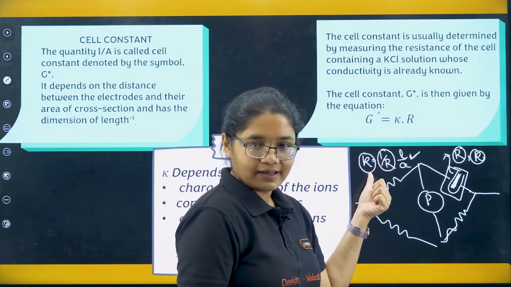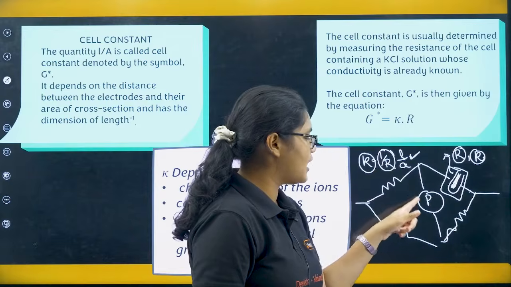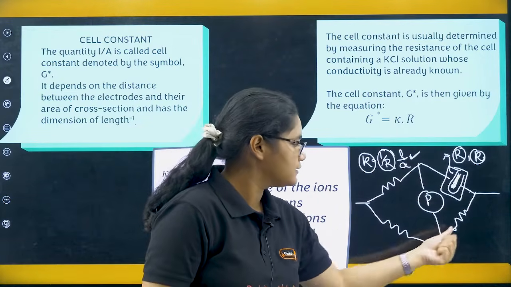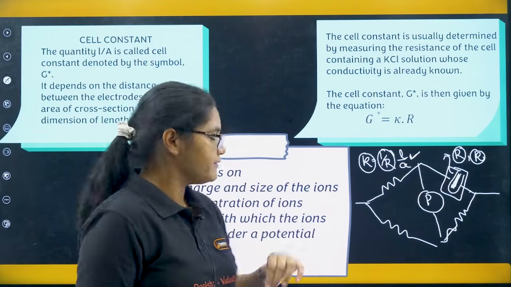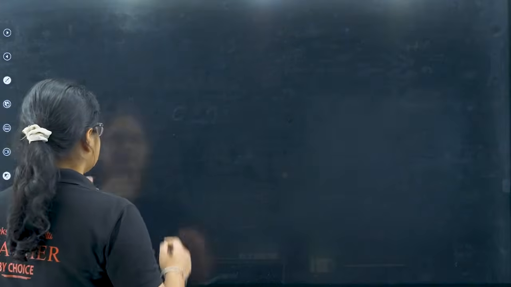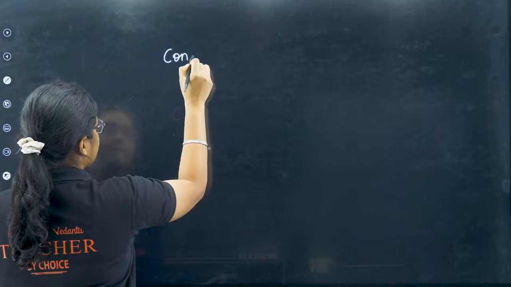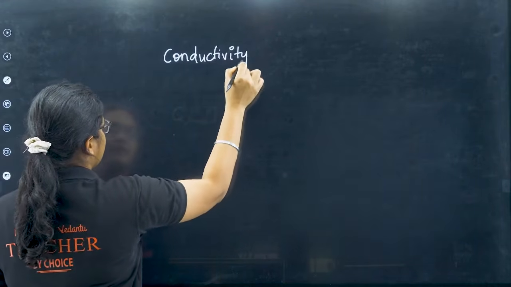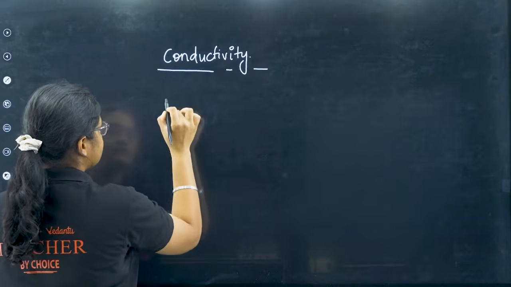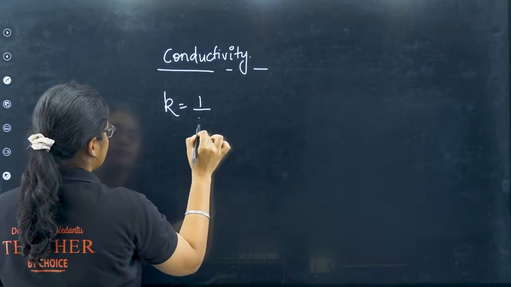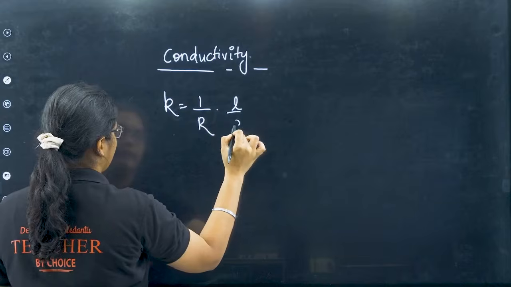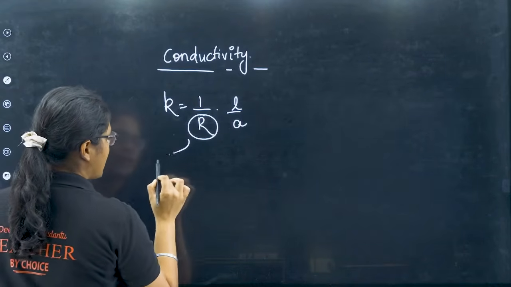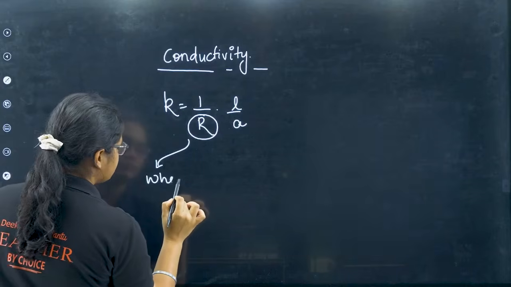Once this cell constant is calculated, you can use different solutions and put them in here. You have the R value, and the cell constant value is already calculated, so we can calculate the conductivity. I would like to summarize here. Please understand this properly. Conductivity has to be calculated using 1 by R into L by A. So the first thing is to find R. R can be found using the Wheatstone bridge.